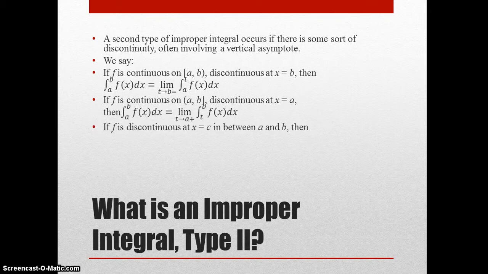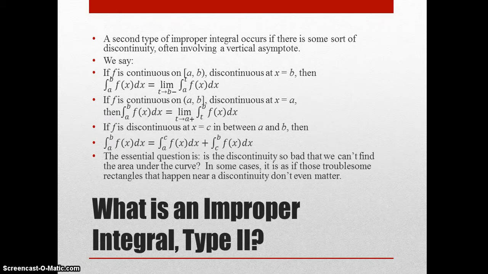If we're discontinuous at x equals c for some c in between a and b, then what we do is we split up our integral. The integral from a to b of f(x) dx becomes the integral from a to c of f(x) dx plus the integral from c to b of f(x) dx. And so we break up the integral based on that point of discontinuity.